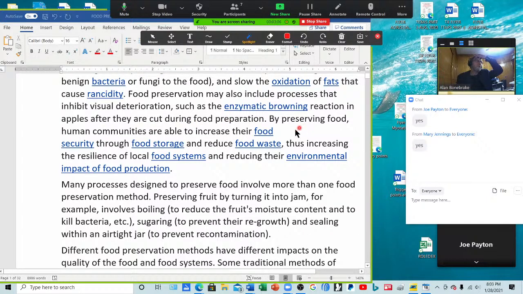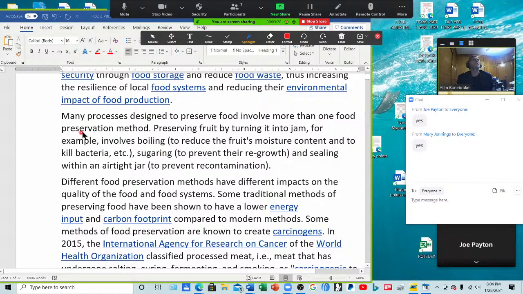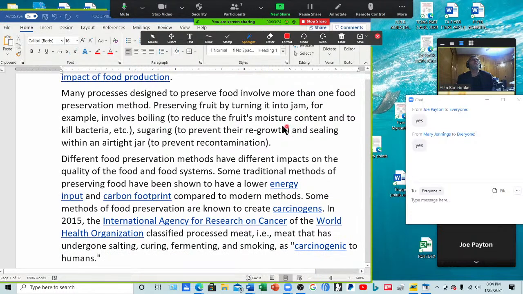By preserving food, human communities are able to increase their food security through food storage and reduce food waste, thus increasing the resilience of food systems and reducing the environmental impact of food production. Many processes designed to preserve food involve more than one food preservation method.